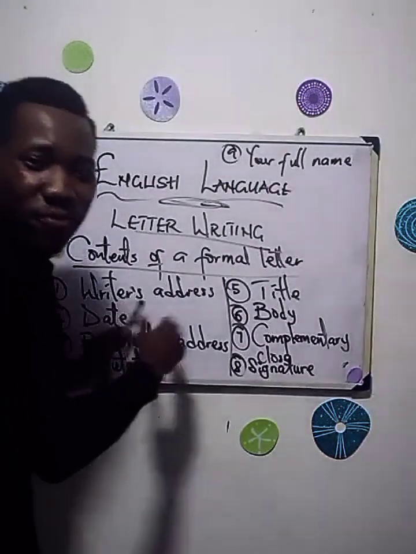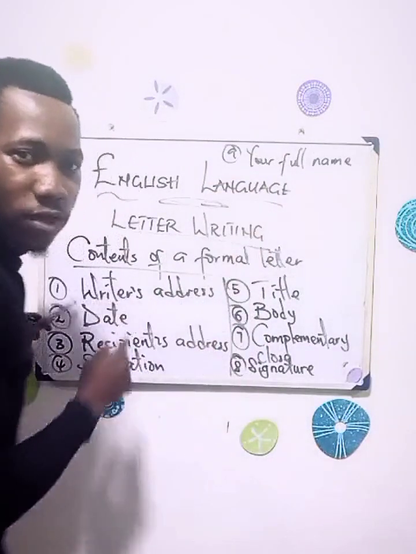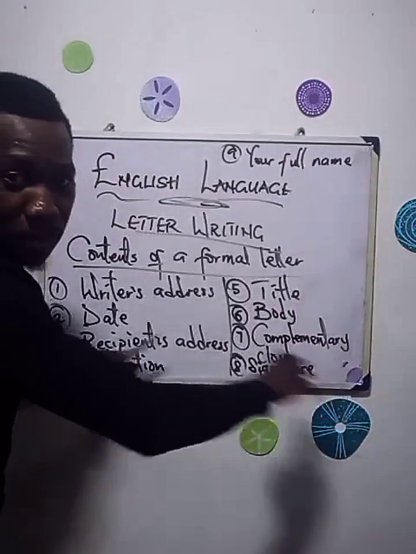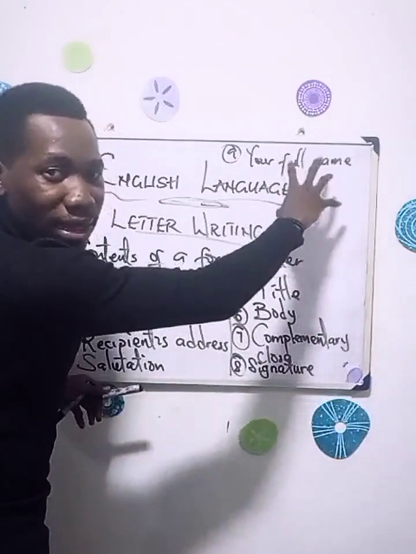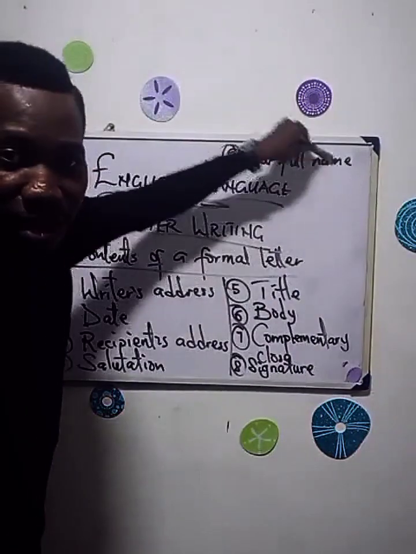The writer's address. Now every one of these, they have their own position where they should be in the letter, in the formal letter. So the first one is the writer's address. Assuming this is your paper now, the writer's address is usually at the top right corner of your paper.